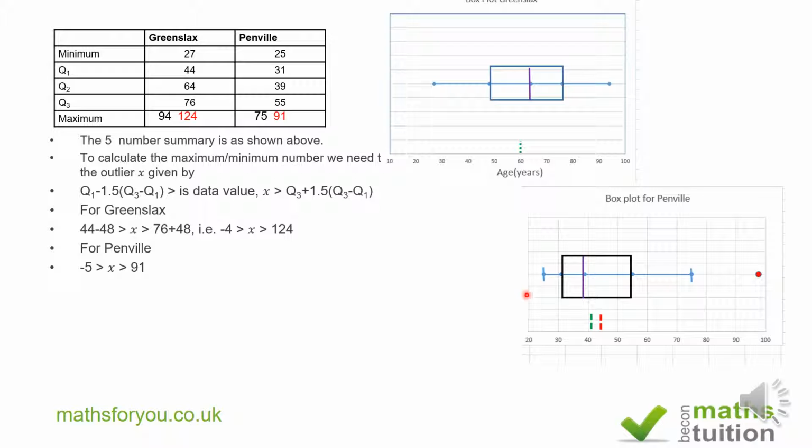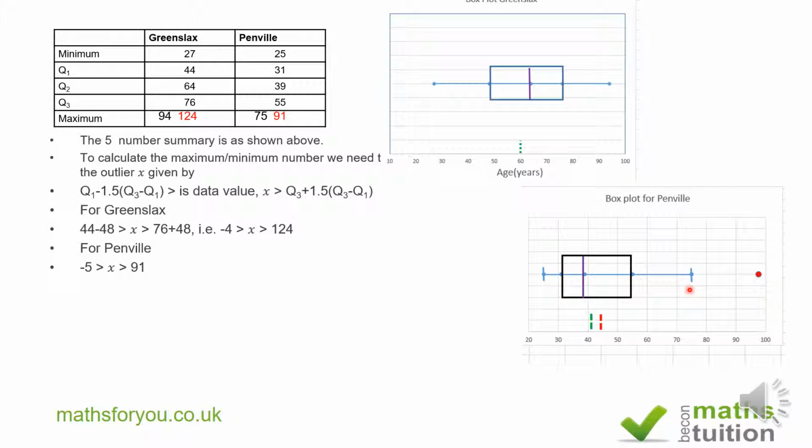Okay, so for Penville, we have the minimum value of 25, which is bigger than minus 4 anyway. Minimum value of 25, and we got, oh, sorry about this. I forgot to put my whiskers in green slacks. Now in the exam, you must have a whisker at both ends, or you get it wrong. Sorry about this. Anyway, moving on, we got our minimum value for Penville at 25.